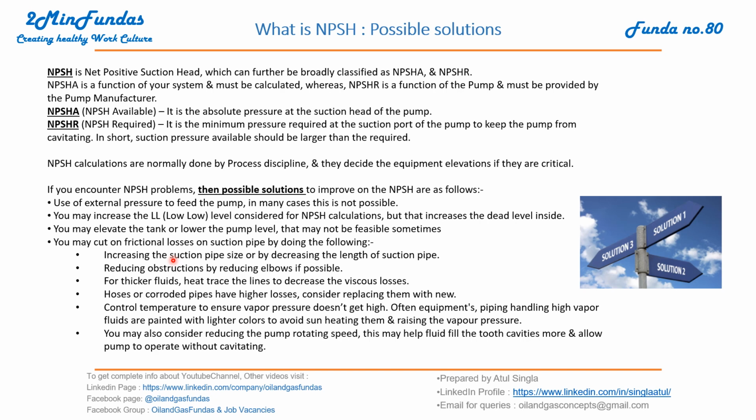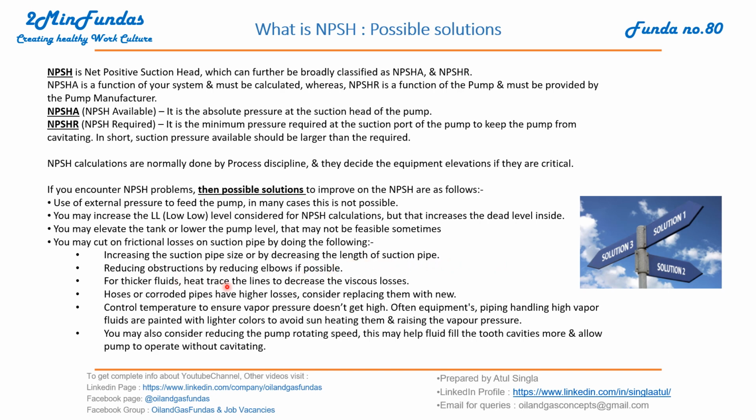You may cut friction losses on the suction pipe by doing the following. This is a general point which, even if we don't have this kind of problem, we can still look into to get a better layout. Increase the suction pipe size or decrease the length of the suction pipe. The layout team must look into this. Even if we don't have any kind of problem, we still have to go for decreasing the length of the suction pipe. It should be minimum.